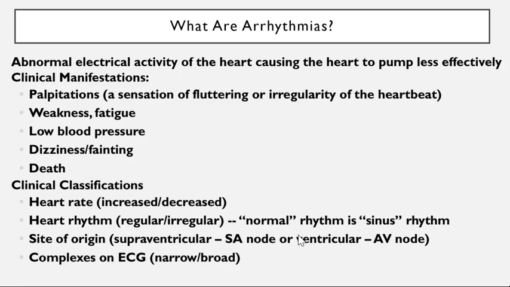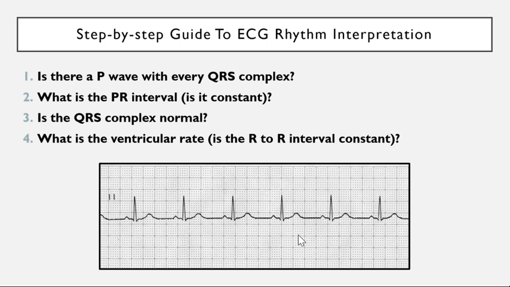So arrhythmia is abnormal electrical activity of the heart causing the heart to pump less effectively. There can be weakness, fatigue, low blood pressure. Obviously, you can see heart attacks on these things. Heart rate is affected. Heart rhythm, which is your sinus, is the site of origin you'll see, and then the complex on the EKG is whether it's a narrow or a broad band. This slide will make a lot more sense as we go through more examples of what we're looking for.